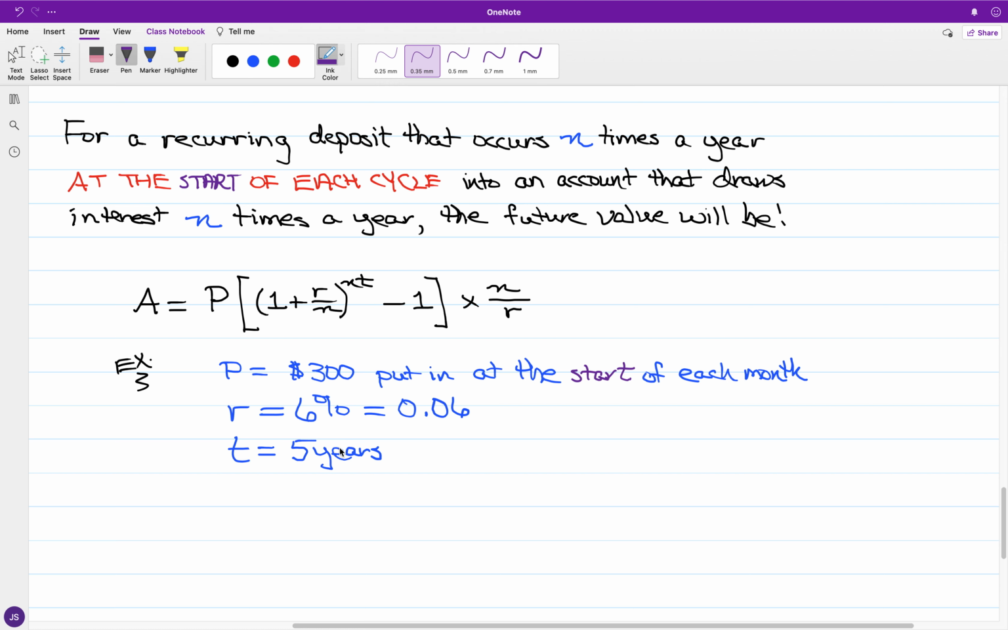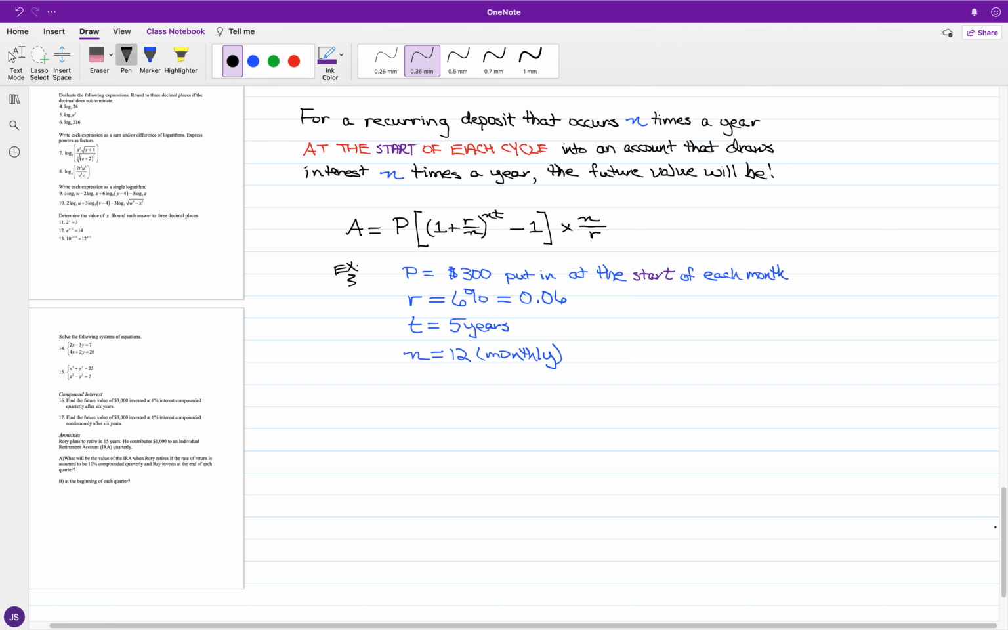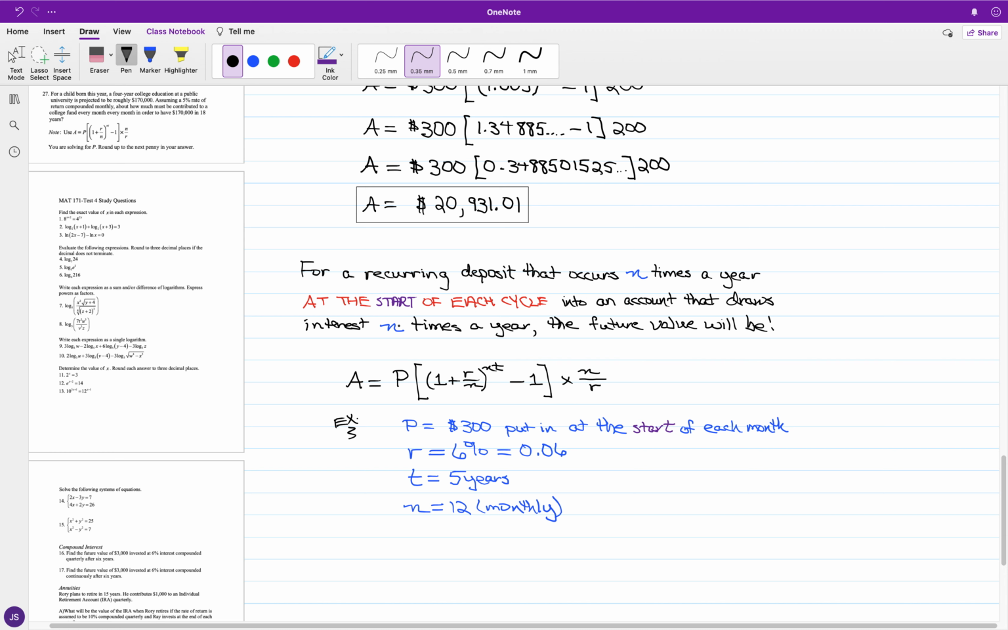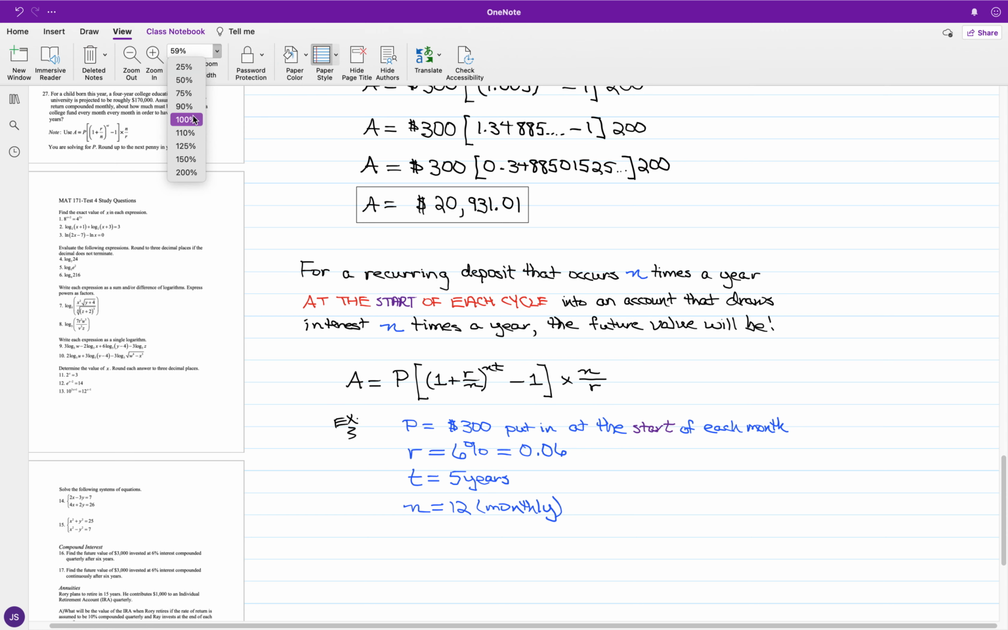We have R at 6%, so we still have 0.06. T is for 5 years, and we still have N equal to 12 with the monthly compounding. Now you will still be putting in the same amounts, but for the start of each cycle, there's going to be a change up, and it's going to be the slightest of modifications.